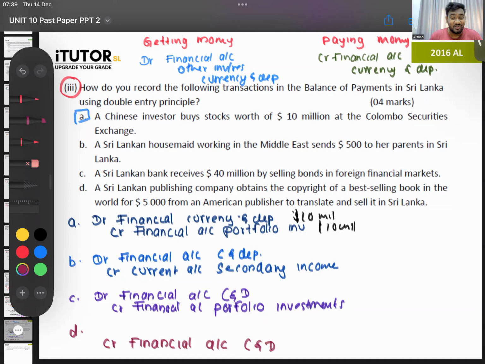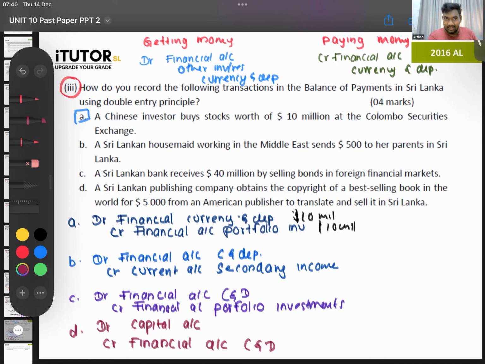Where do we put these copyrights and all? I kind of did this in one of the previous questions also. These are non-produced, non-financial assets, no? So where does copyrights go under? Capital account. So you debit which one? Your capital account. In the capital account, there are no sub accounts. You can just say debit capital account. That is how you do a double entry transaction.